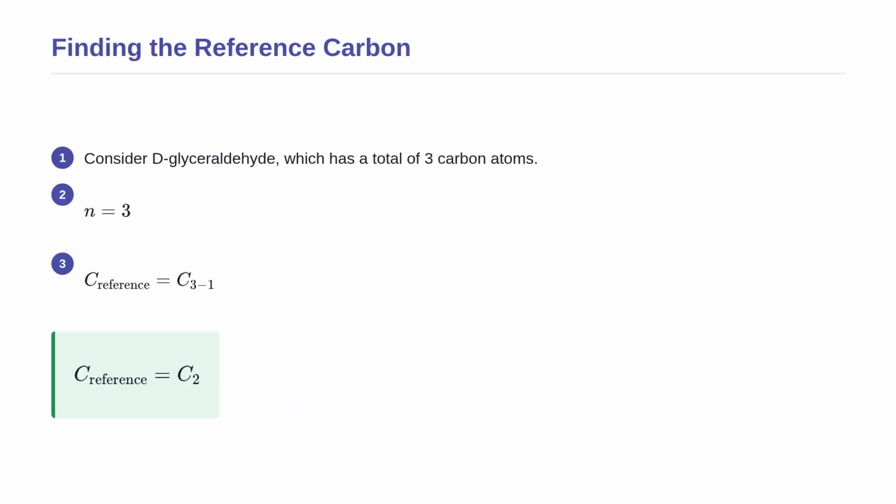Let us apply this formula to our very first example. We will look at D-glyceraldehyde. This molecule is the simplest aldose sugar in biochemistry, containing exactly 3 carbon atoms. We are tasked with finding its reference carbon. We know the total carbon count is 3, so we set N equal to 3. Plugging this into our formula, we subtract 1 from 3. This gives us carbon number 2 as our reference chiral center. This means the second carbon will dictate the D or L naming for the entire molecule.